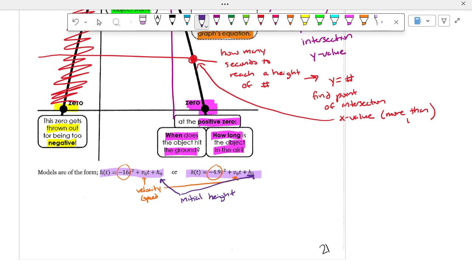So these two constants represent gravity. That's why they're always going to be the same numbers. You're always going to see either negative 16 or negative 4.9 if we're talking about projectile motion. The difference is the 16 is in feet, the 4.9 is in meters. That's the only difference.